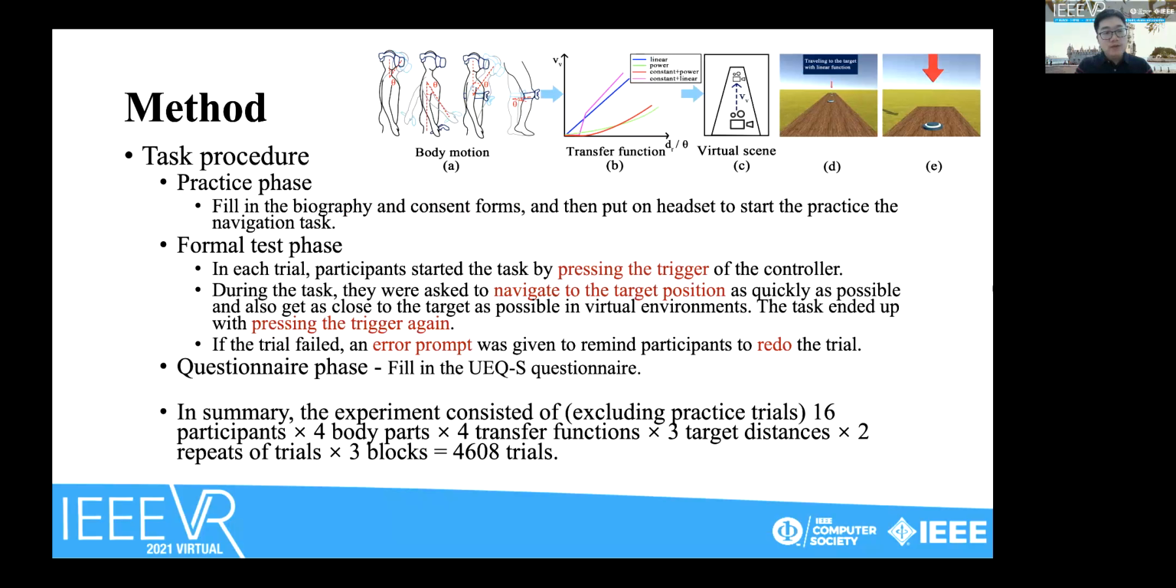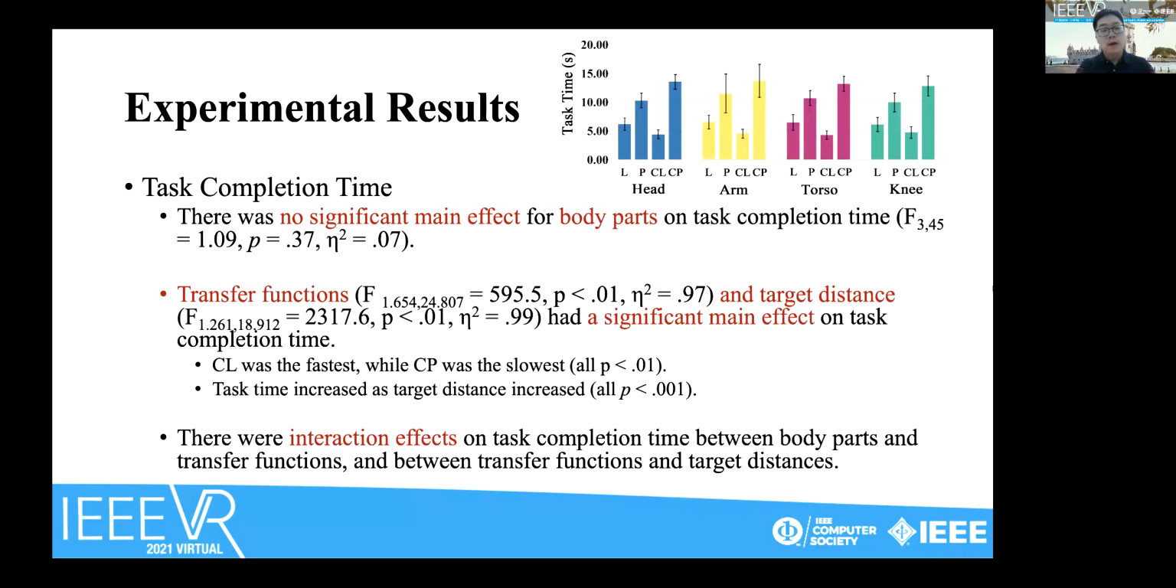The task procedure included three phases: practice phase, formal test phase, and question phase. As the figure shows, in the formal test phase, the participant was asked to navigate to the target position as quickly and accurately as possible. In total, there were 4,608 trials across 16 participants.